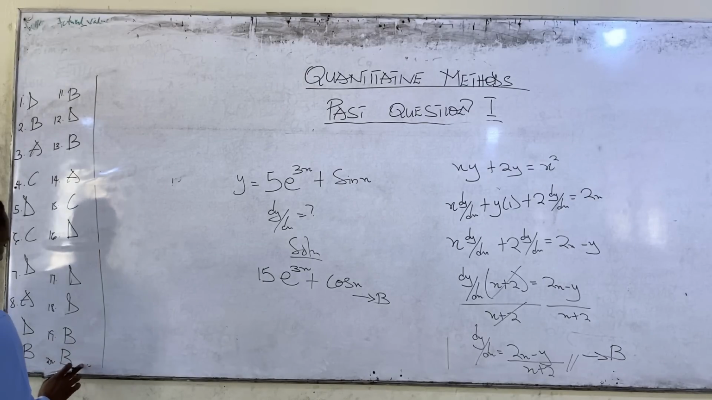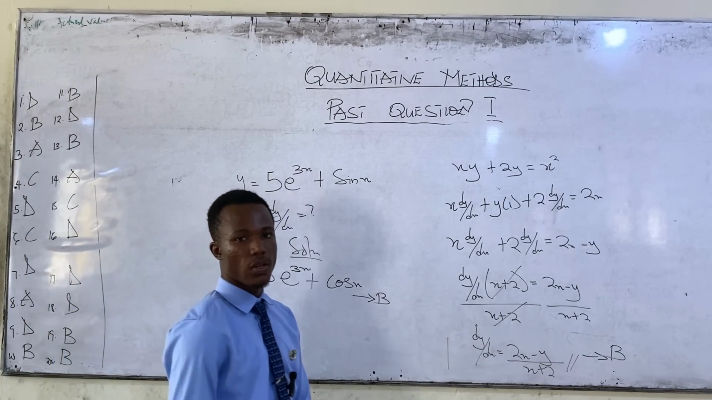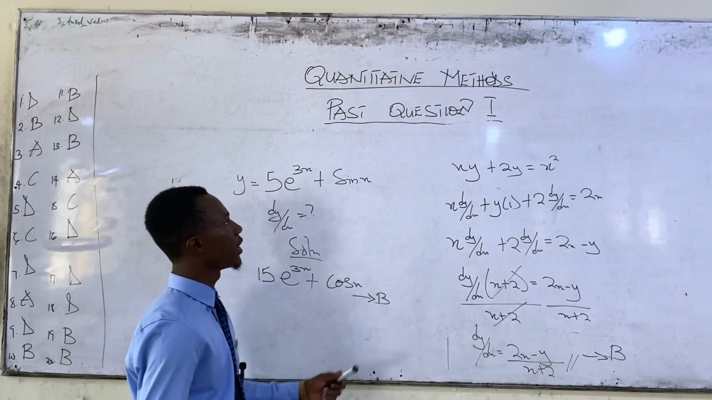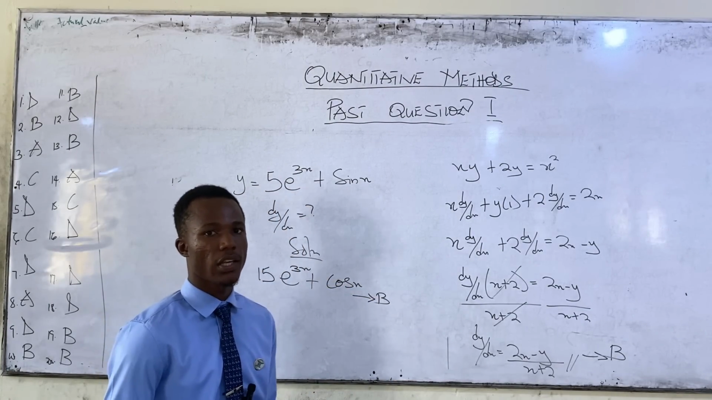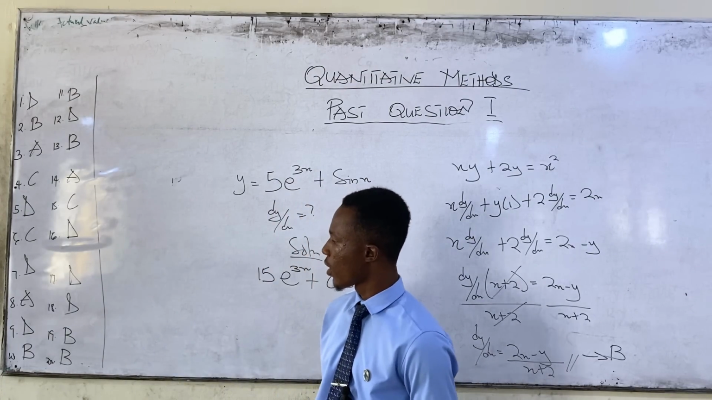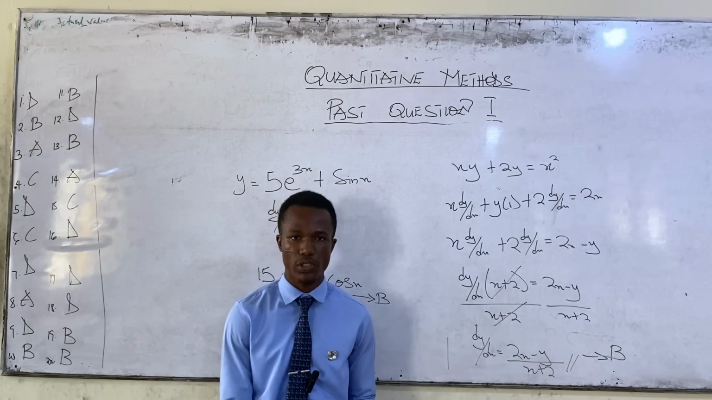Alright, so this is the end of the first part of the quantitative past question 1. We will meet again in another video to continue from question number 21 to 40.